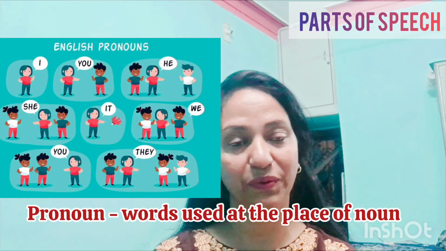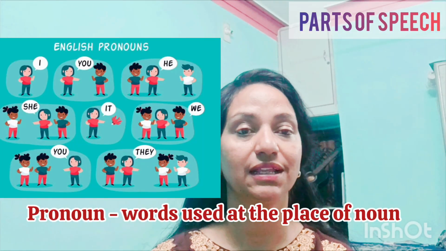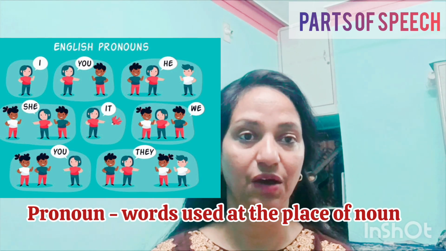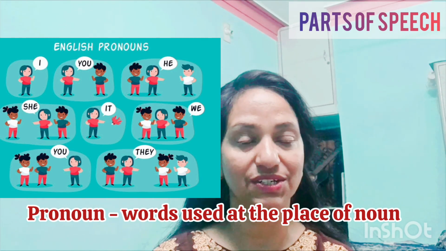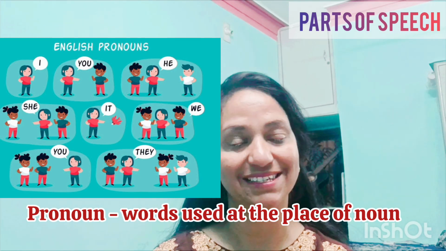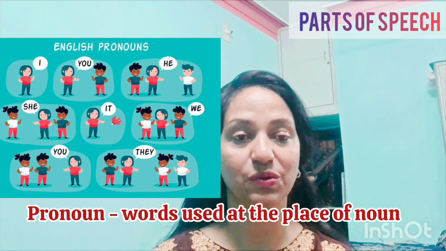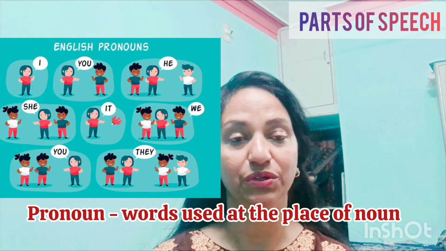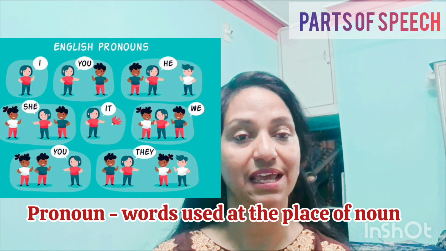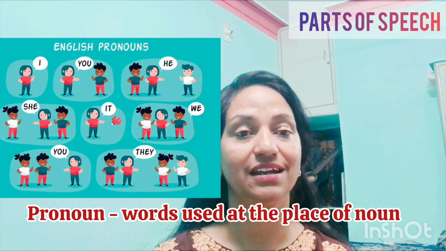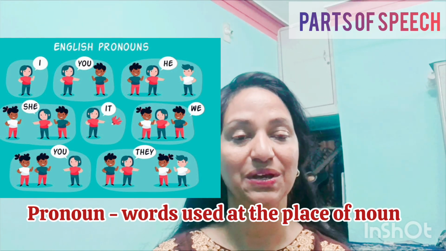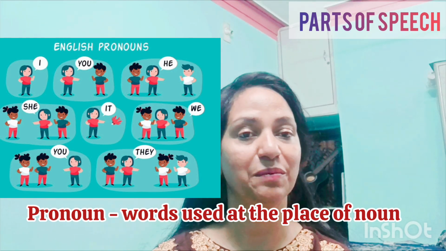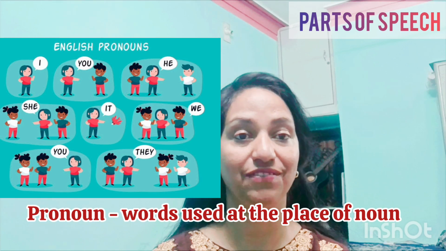Second one is pronoun. Pronouns are the words that are used in place of a noun. And why do we use pronouns? We use pronouns to avoid repetition and to make better sentences. For example, Ram is going. Ram is eating food. So again and again we are using the same name. Instead of that we can say Ram is going, he is eating food, he is having a nice house. So all these are pronouns. For example, he, she, it, they, we, us.